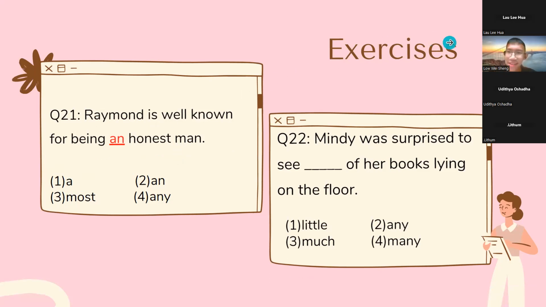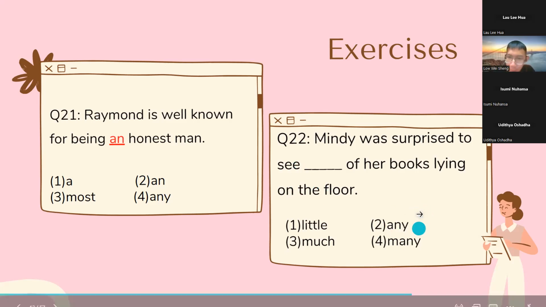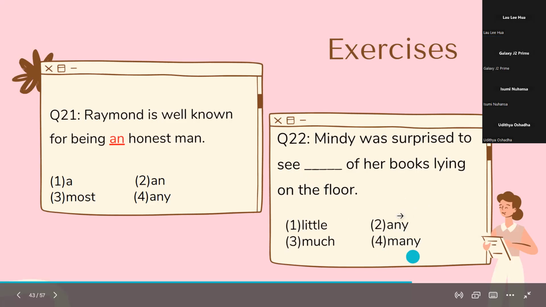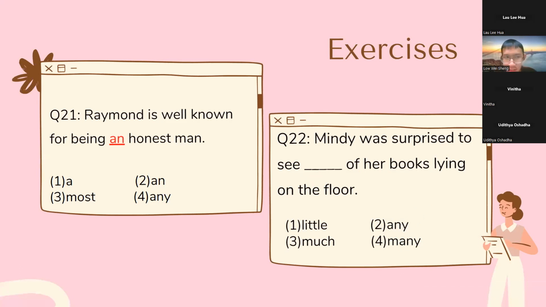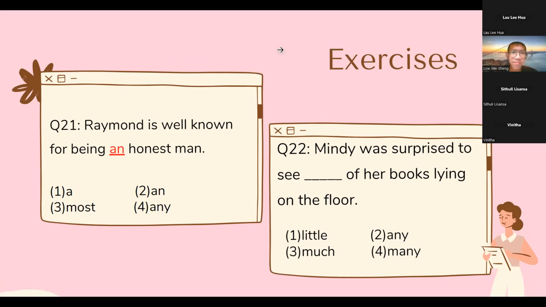Okay. Question 22. "Mindy was surprised to see ___ of her books lying on the floor." Any? Okay, many. All right, the answer is many. I'm hearing a lot of "many"s. Okay, so majority say many, but there are some who think it's "any." More "many"s, okay. The answer is many.